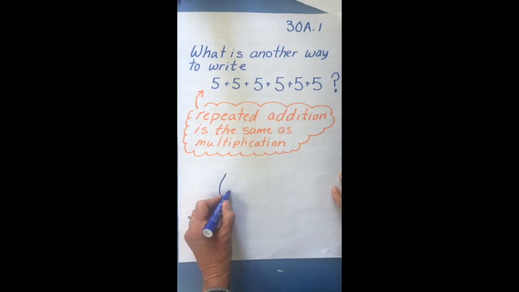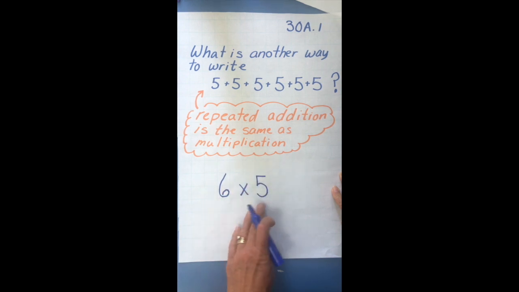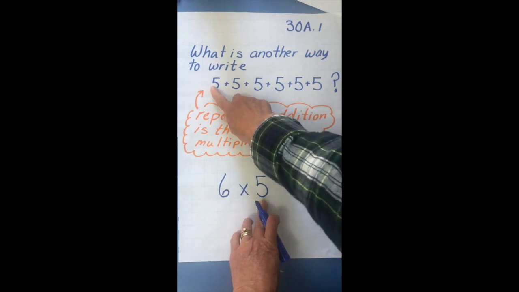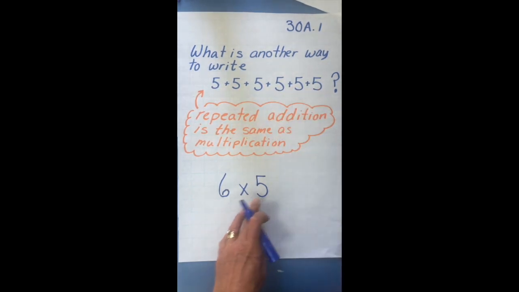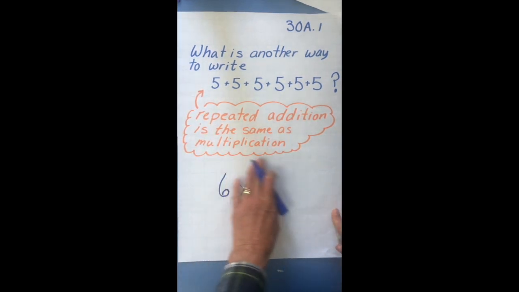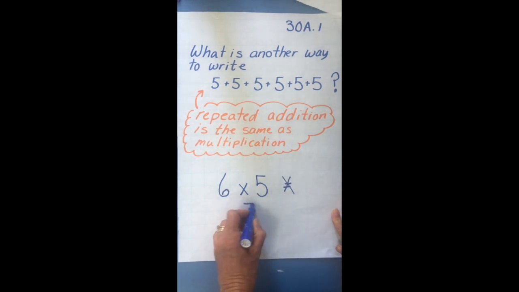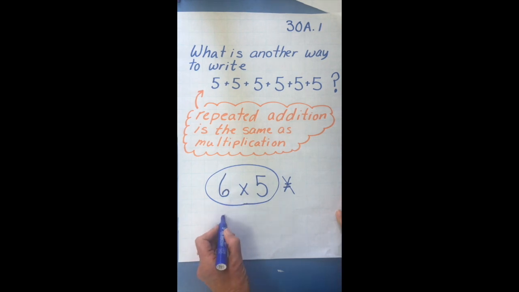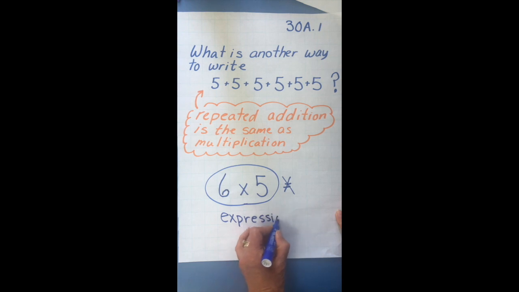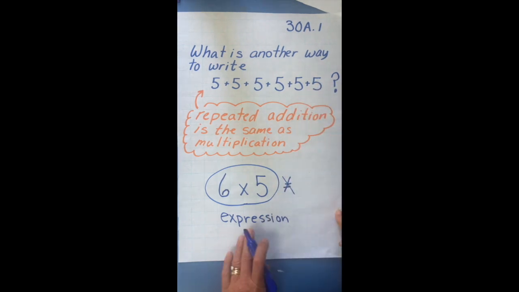I have 6 groups of 5. So that's 6 groups, 1, 2, 3, 4, 5, 6, of 5. So that's another way to write this expression. Now, this is called an expression because there is no equal sign. When you only have this without the equal sign, it's called an expression. You can have an expression that's addition, because this is an expression, because we don't have an equal sign, and this is also an expression.